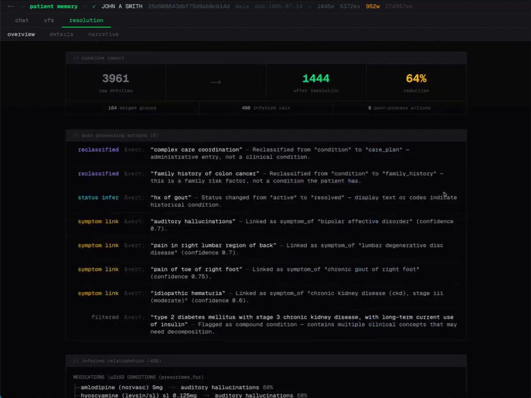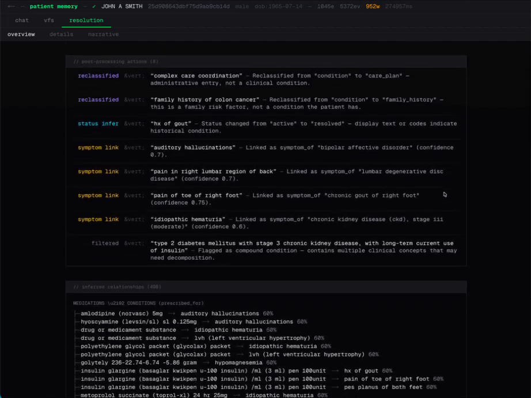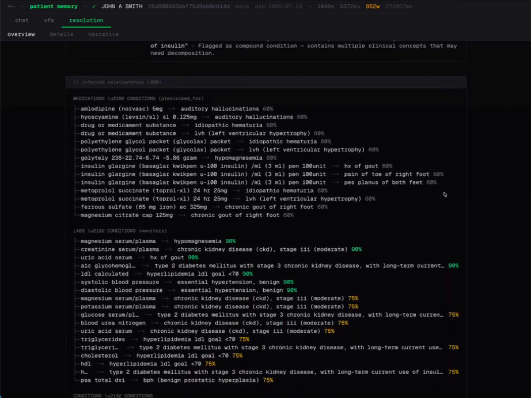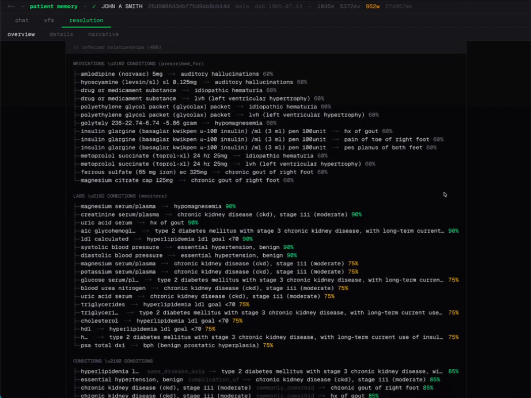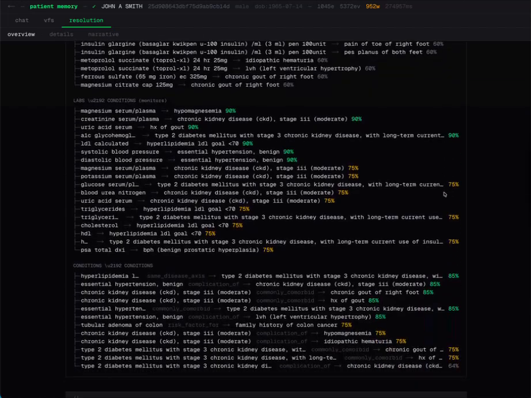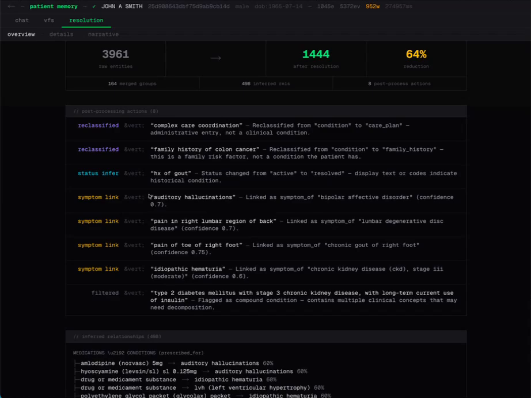Deduplication is just step one. Step two is where it gets interesting: inference. Patient memory will infer relationships that don't explicitly exist in the source data: which medications are treating which conditions, which labs are monitoring which conditions, and which conditions are likely complications of others if left untreated. Here, for example, we have auditory hallucinations. It was inferred that this is a symptom of bipolar affective disorder with a confidence level of 0.7. We do this by reasoning across standard medical norms: RxNorm, SNOMED, ICD-10, and LOINC.